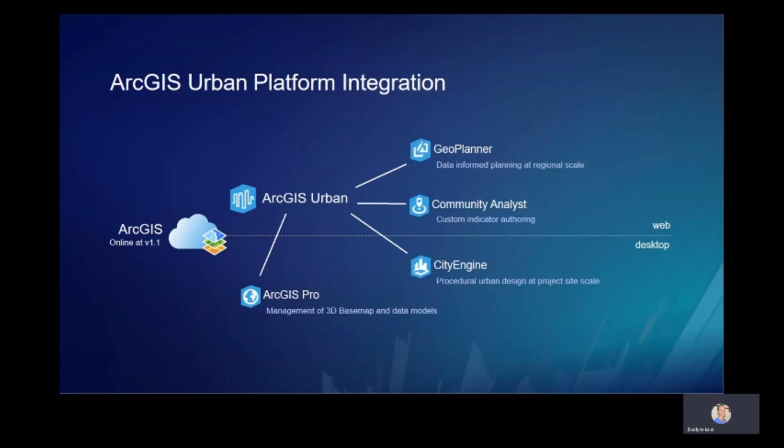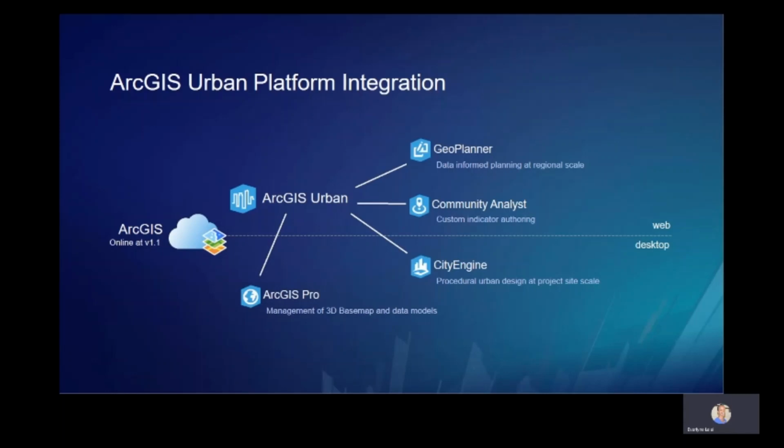And of course, those are desktop applications. We also have web applications such as Community Analyst, which is mainly used for authoring custom indicators. So the content from these can also be consumed in Urban. Then we also have GeoPlanner for ArcGIS. GeoPlanner for ArcGIS is also one of the tailored applications mainly for analysis for urban planning. So the content from this can also be utilized by ArcGIS Urban.